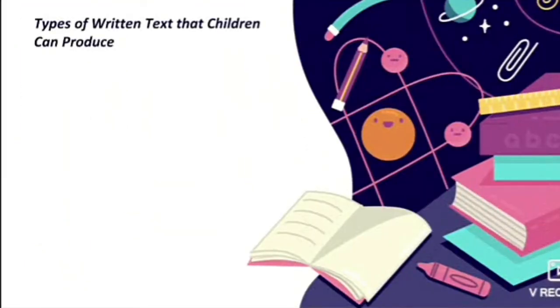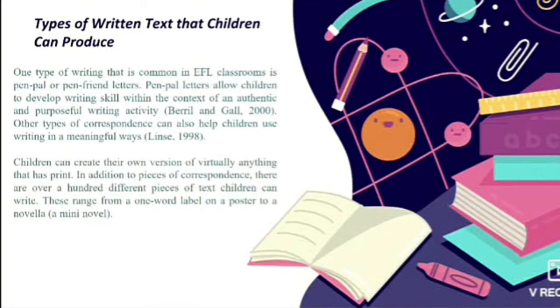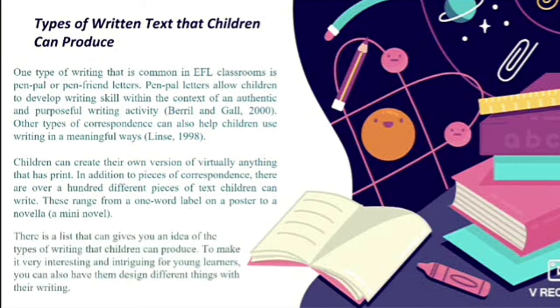The next is types of written text that children can produce. One type of writing that is common in the EFL classroom is pen-pal or pen-friend letters. Pen-pal letters allow children to develop writing skill within the context of an authentic and purposeful writing activity. Other types of correspondence can also help children use writing in meaningful ways.